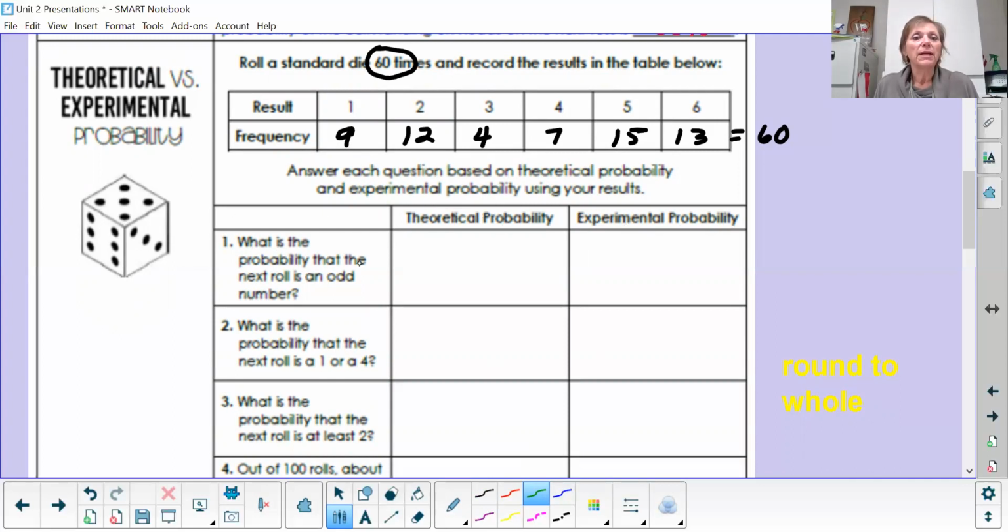What is the probability that the next roll is an odd number? So I'm going to think, how many odd numbers on a die? There are 3: 1, 3, and 5. And how many total numbers are there?